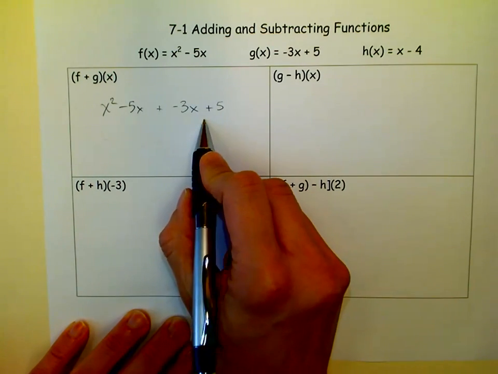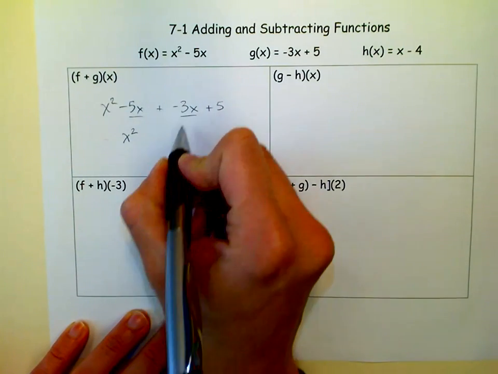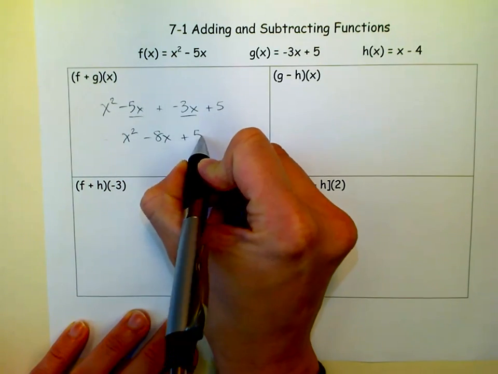Then it's just a matter of combining like terms. There's no x squareds, so we just put x squared down. There's two x's, and negative 5x plus negative 3x is negative 8x, and there's only one constant, so we put the 5 down.